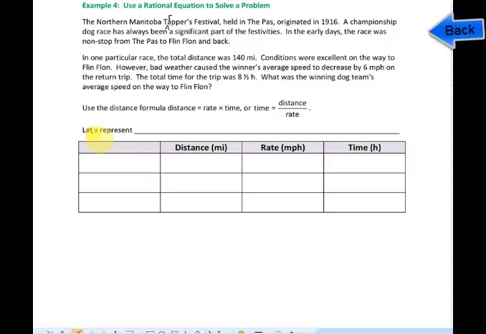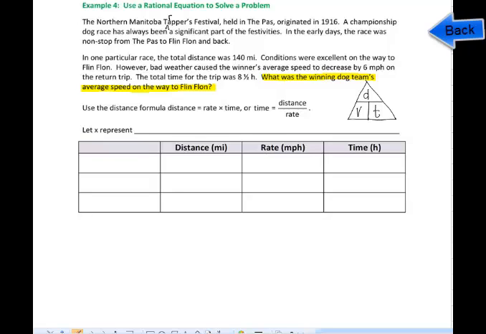Okay, so let's just remind ourselves that our distance formula is distance is equal to rate times time, or if you're in physics, it would be velocity times time, or time is equal to distance over rate. And if you remember your triangle from science, you can use that too. That the distance is equal to, we're going to use v for velocity, velocity times time. Okay, so we want to know what was the winning dog team's average speed on the way to Flin Flon.